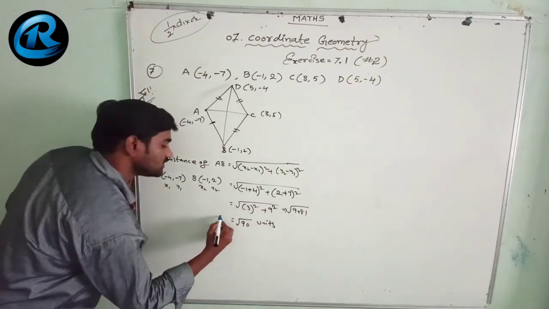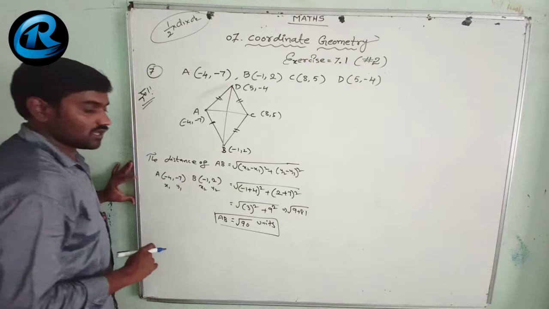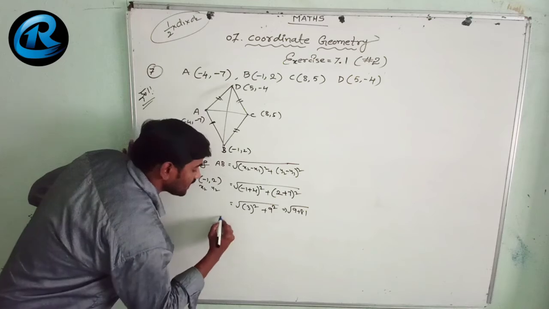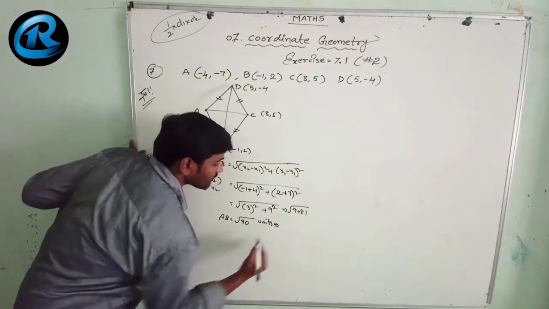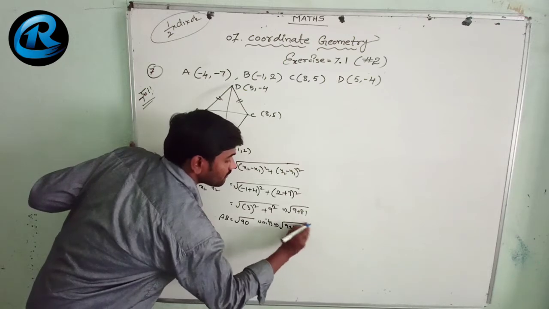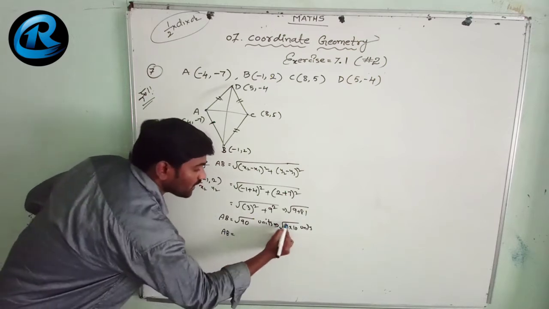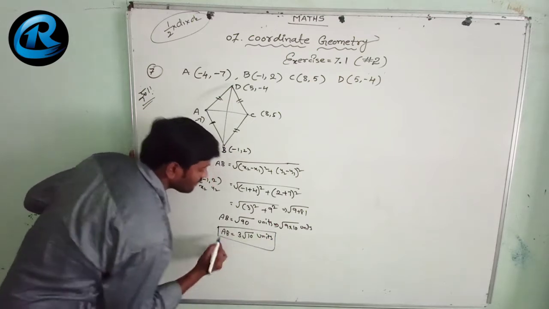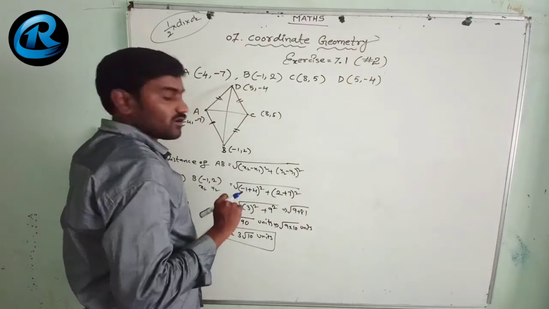Under root of 90 units, this is AB. This 90 units you can also write as 3 root 10 units. How can we write 90 as 3 root 10? I will tell you. This AB equals under root of 90 units. Then this 90 we can write as 9 into 10 units. Then AB equals root 9 value is 3, root 10 units. So 3 root 10 units is the AB distance. Then BC distance, DC distance and AD distance we have to find out.